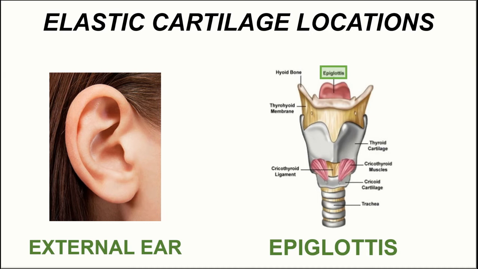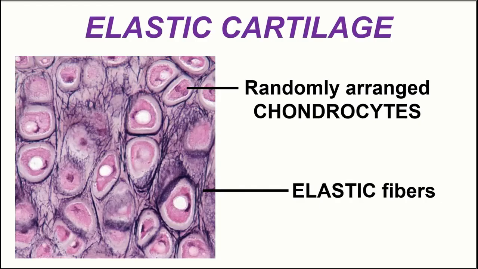The epiglottis essentially closes off the trachea when we swallow, so that food is directed into the esophagus, which is behind the trachea. We can't see the esophagus here, but it would be directly behind the trachea. That way, when we swallow, food is directed into the esophagus and not into the trachea, because we need food to, of course, go into the digestive system. Food doesn't do very well when we put it into the respiratory system. So there we have it for elastic cartilage. We see it in the external ear and the epiglottis.